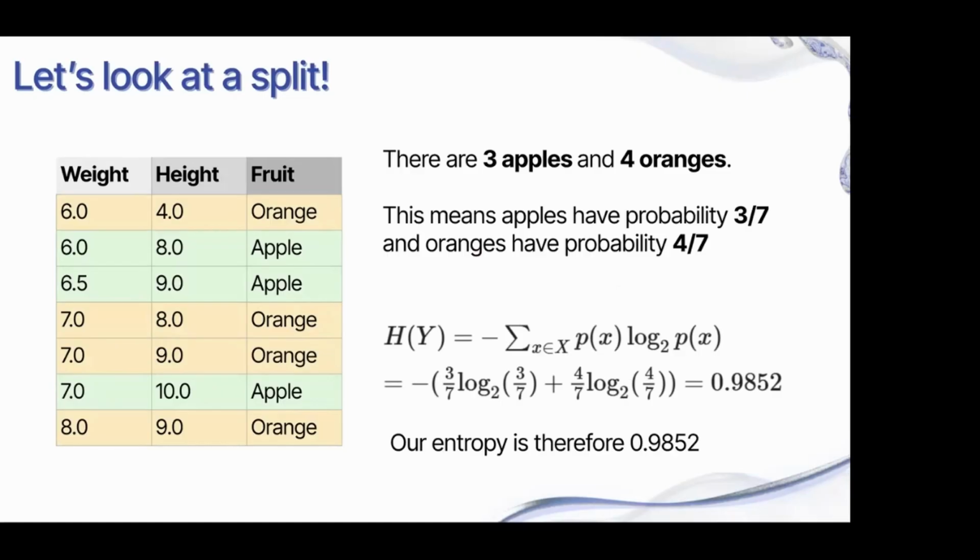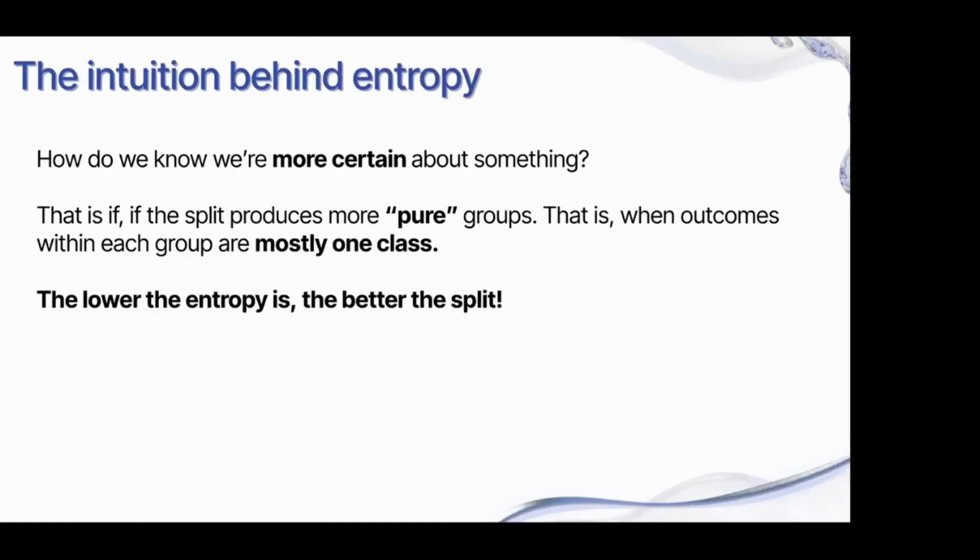So to compute the entropy, this is what I'm going to do. For every class you have, so we have 2 classes, apples and oranges. There is a 3 out of 7 chance that something is an apple in here. So you will plug that into your formula: 3 over 7 times log base 2 of 3 over 7. You do the same thing for oranges. Does the math make sense? Does it make sense what numbers we are plugging in here? So our entropy is therefore 0.9852.